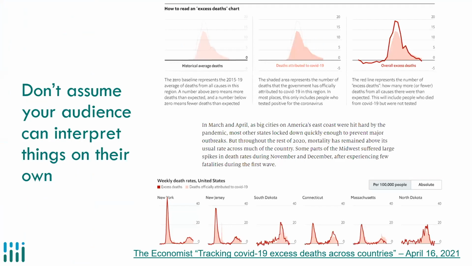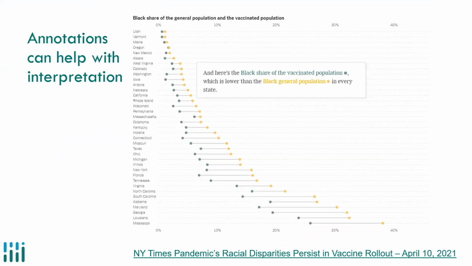So here's an example of accommodating the fact that you shouldn't assume an audience might be able to interpret something on their own. This is an example from The Economist magazine on tracking COVID deaths, and this is a guide on how one would read the graphs. This is another example from the New York Times where annotations show what each of the dots means in this particular connected dot plot.